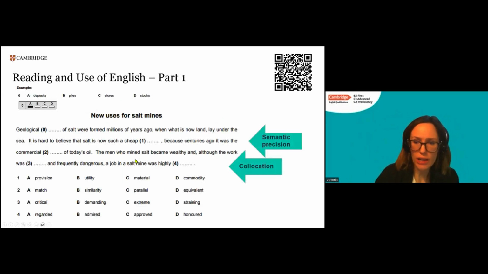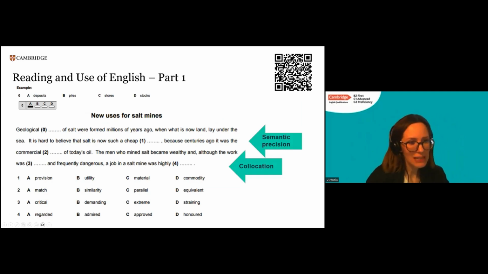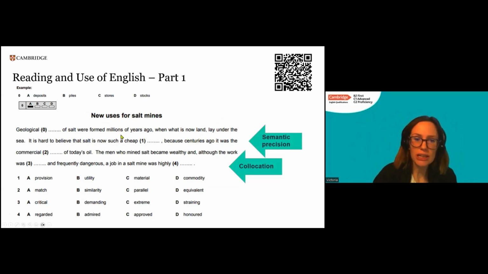Okay, so going back to the sample task, what do you think is the correct option for 1, and maybe what is the correct option for 4? I'm going to give you 1 minute for that.